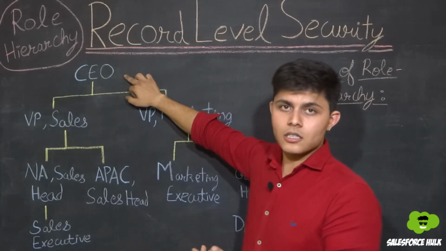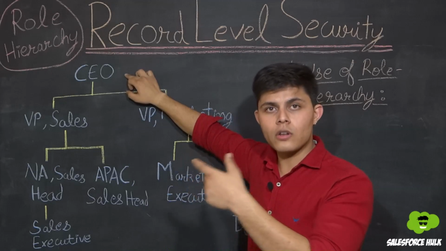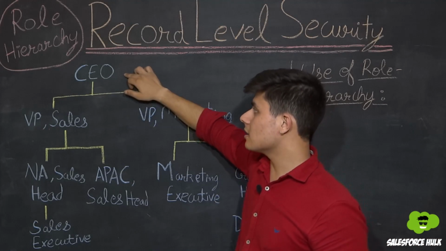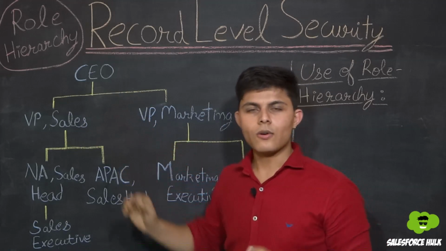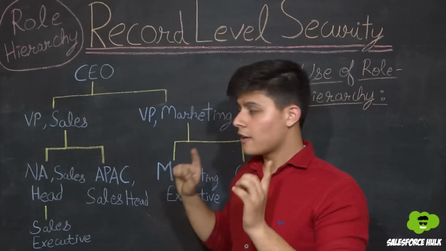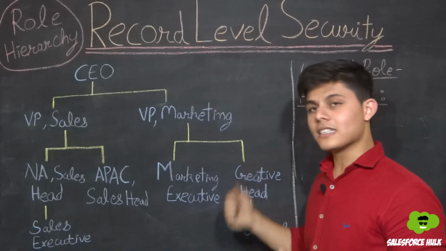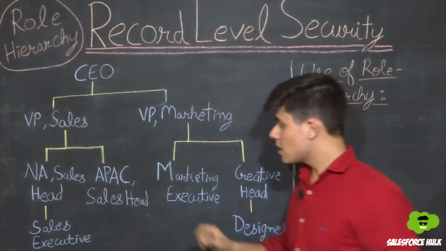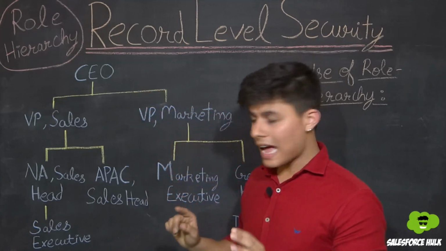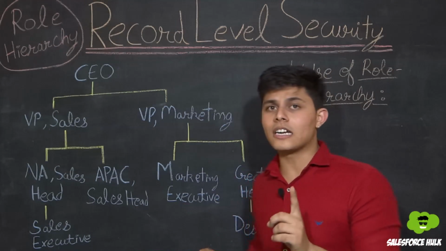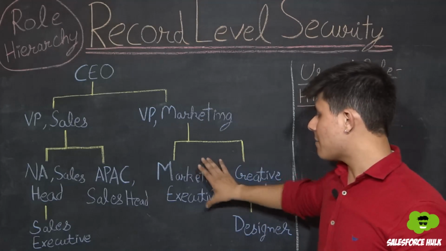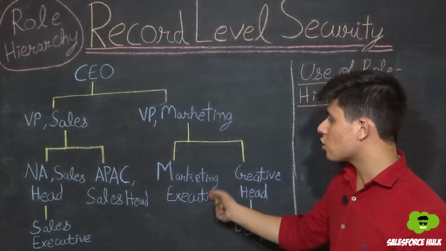The user on the topmost role will have access to all the records of whichever object allows the role hierarchy access. What I mean is that the CEO will be able to access the data owned by VP of Marketing or VP of Sales, by marketing executives, by designers, and by sales executives, just because of role hierarchy, because he's on the top. The Creative Head will only have access to the data owned by or shared with designers and the data which he owns, not the data owned by marketing executives, because Creative Head is not above Marketing Executive.